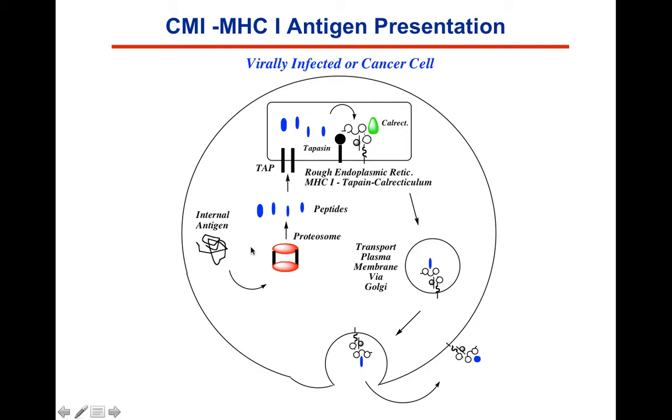Okay, so proteasome peptides flow into the rough endoplasmic reticulum. They bind. This leads to transport to endosomes that allow it to then be transported to the surface so it can be sampled. And so if a cell is infected, it will display peptides from that antigen on its surface.